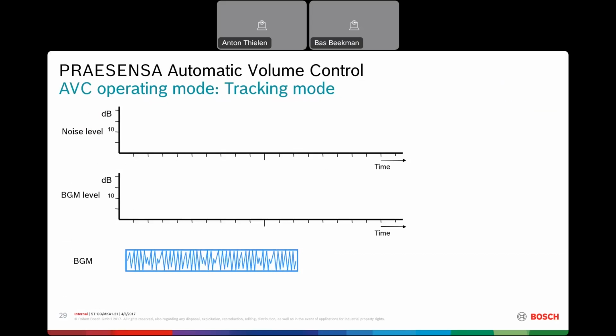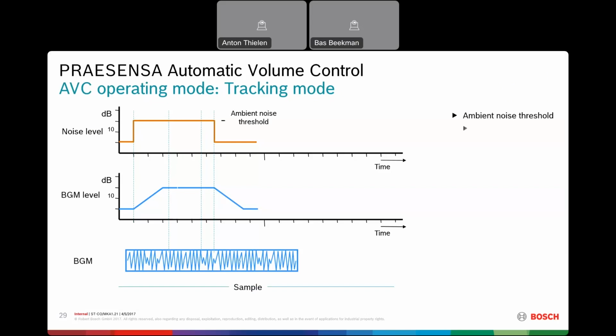Yeah, here this is then how it looks in the diagram. So you have your tracking mode, you have your noise level, music is continuously playing, and then your music level might, in case of the noise, when the noise level goes up, be slightly increased, and when it goes down, be slightly decreased again. Yeah, and it's continuously sampled in that case.